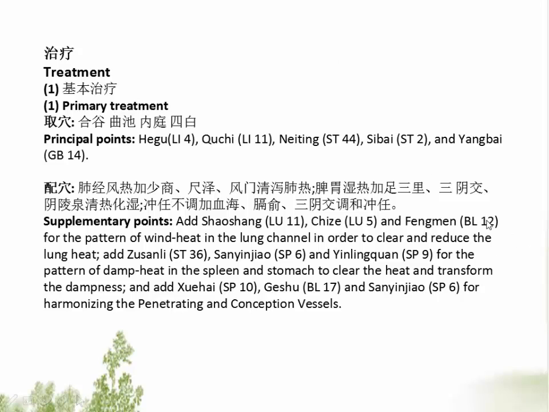Lung 5, all right. Bladder 12 for the pattern of wind heat in the lung. Stomach 36, spleen 6, spleen 9 for damp heat in the spleen and stomach. And then spleen 10 and UB17 for blood stagnation, right? And spleen 6 for blood stagnation.